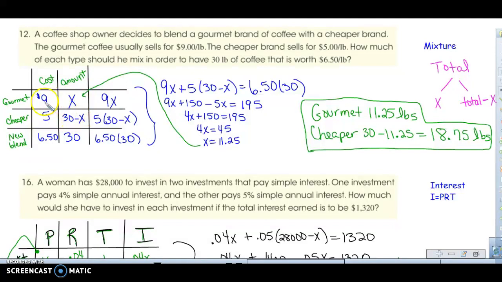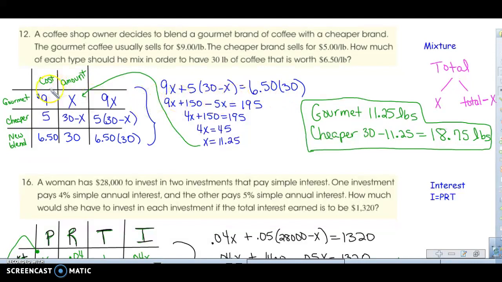Now, since they're charging $9 for every pound, and we have X amount of pounds, we multiply to represent the final value of the gourmet coffee. Multiply straight across. Same thing for the cheaper brand, and same thing for the new blend. The nice thing about the chart is it helps you organize all of the details, and then your final equation will come from the final column. We're going to take the gourmet coffee, 9X, add it to the cheaper brand, and it should equal the new blend.